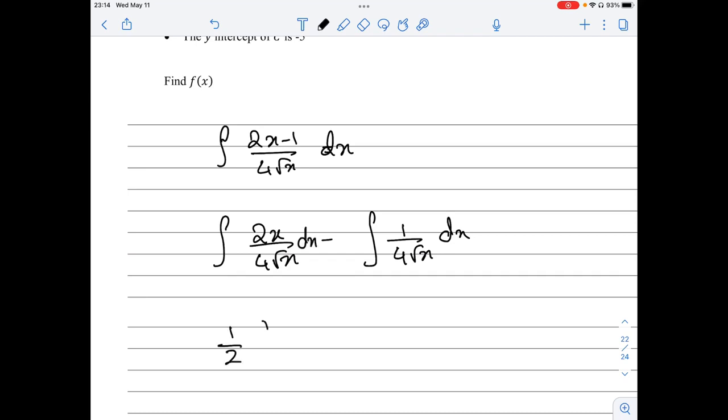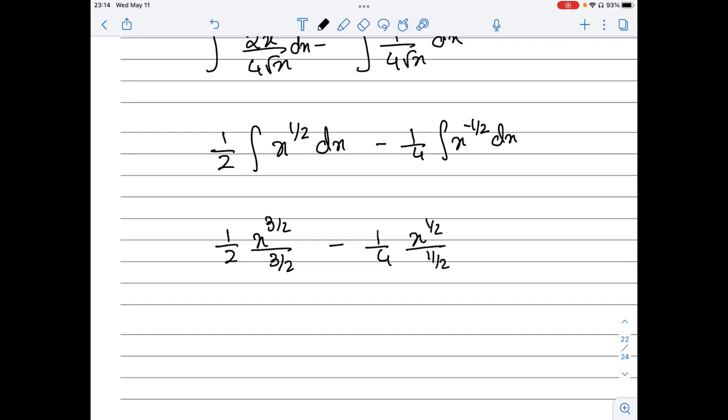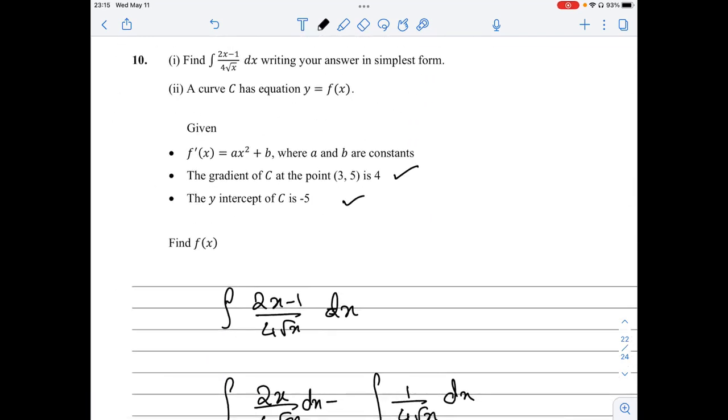So it becomes 1 upon 2, x power 1 minus 1 upon 2, which is 1 upon 2, dx, minus 1 upon 4, x power negative 1 upon 2, dx. The integral of x power 1 upon 2 is x power 3 upon 2 upon 3 upon 2, minus 1 upon 4, x power 1 upon 2 upon 1 upon 2, plus c. So it becomes 1 upon 3 x power 3 upon 2 minus 1 upon 2 x power 1 upon 2 plus c. That's going to be the answer.